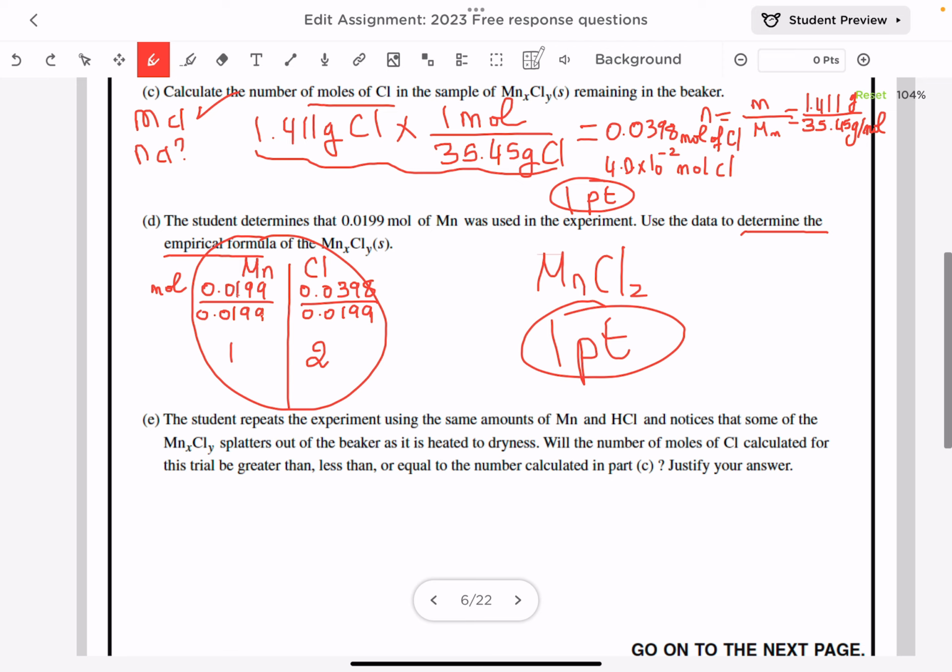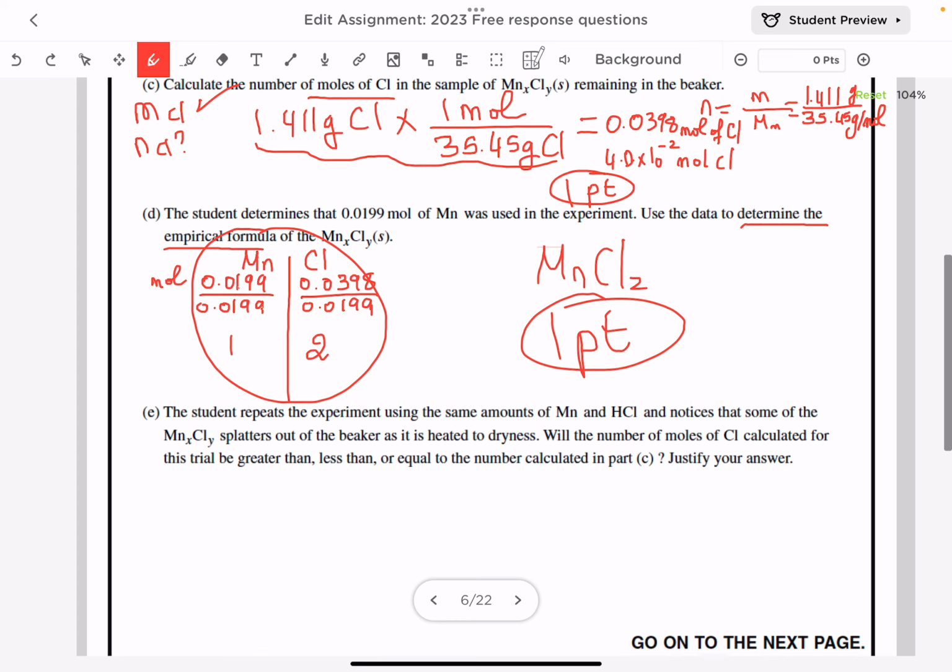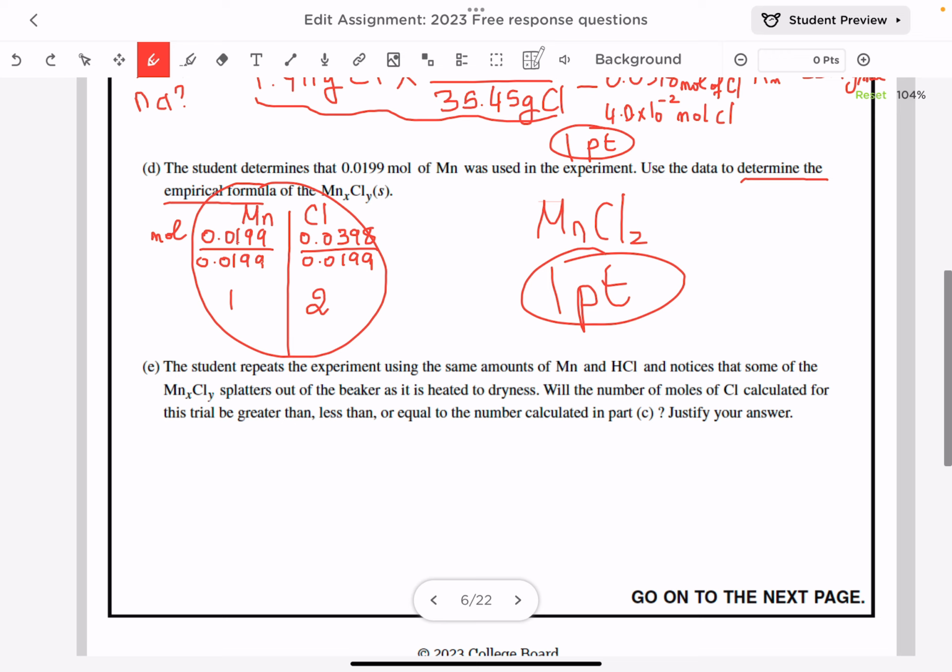Now the next part. The student repeats the experiment using the same amounts of manganese and HCl and notices that some of the MnXClY splatters out of the beaker. We lost some of the sample as it is heated for dryness. Will the number of moles of Cl calculated for this trial be greater than, less than, or equal to the number calculated in part C? Of course, the number would be less because we lost part of the sample. It's going to be lower than what we are expecting. So definitely the answer is going to be less. This will decrease the calculated mass and eventually we will obtain less dry solid.